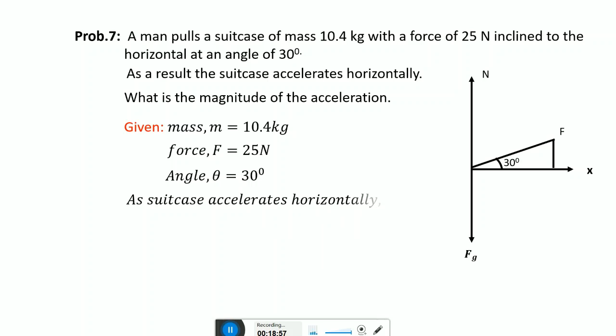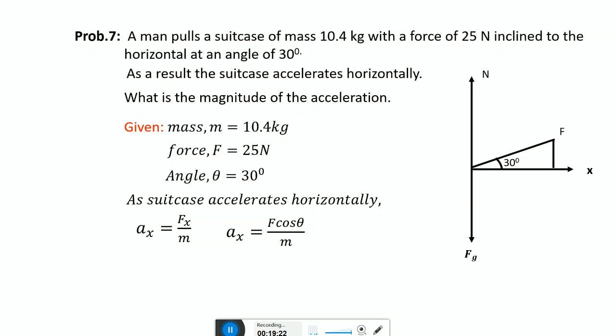So we consider Fx is equal to m into ax, or ax is equal to Fx by m, where Fx is the x component of force and x component of force from figure is F cos theta. So we can modify this equation, ax is equal to F cos theta by m.